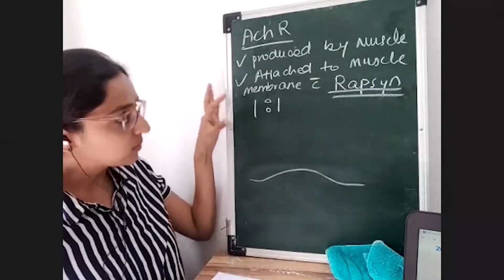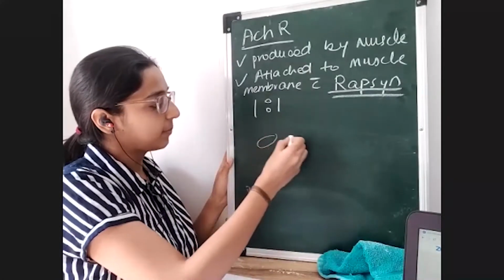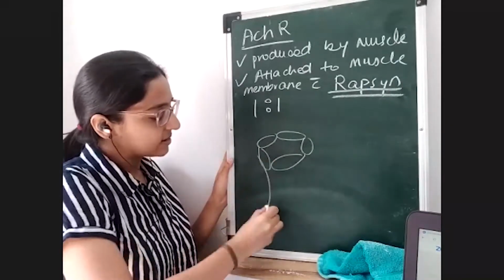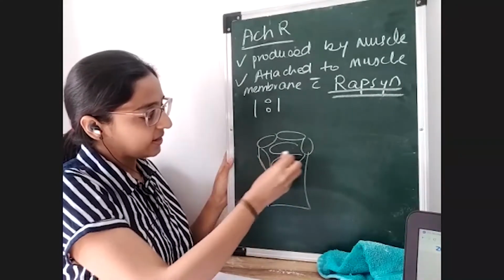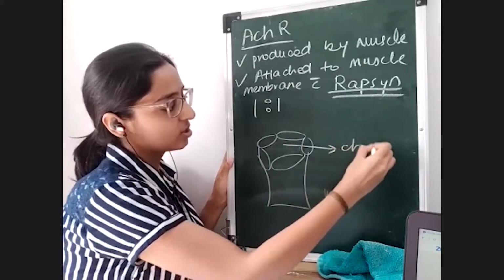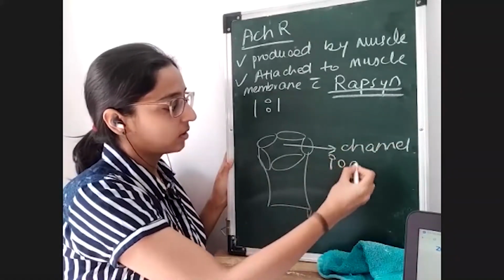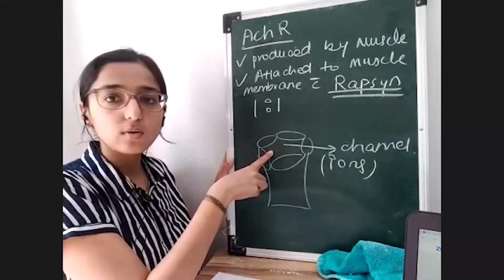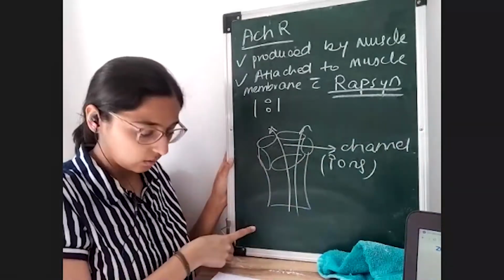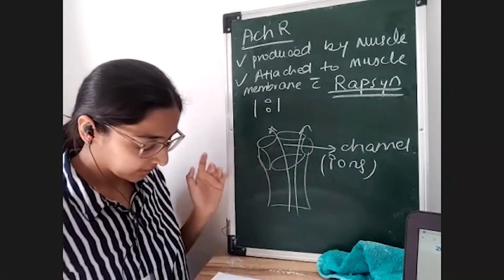Now, the structure of the acetylcholine receptor, right? It is made up of these 5 subunits, and it is in the form of a cylinder. So inside this is the channel, which allows the movement of ions. Ions can move in and out through this channel across the muscle membrane. The shape of it is cylindrical.